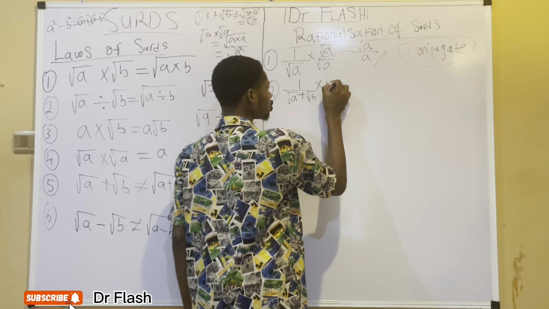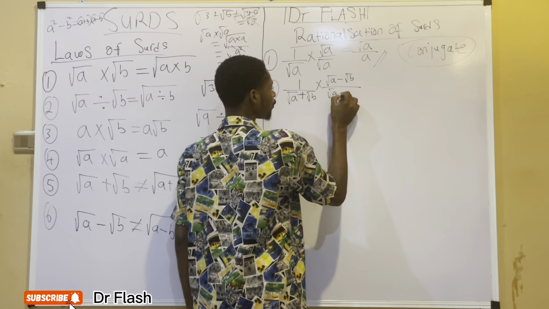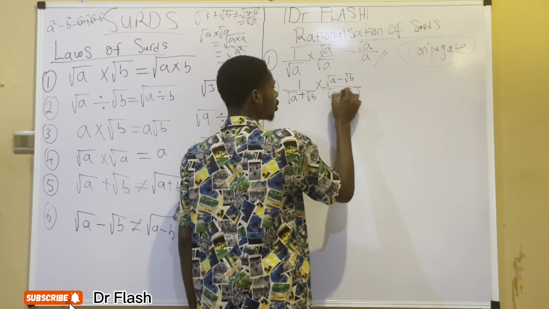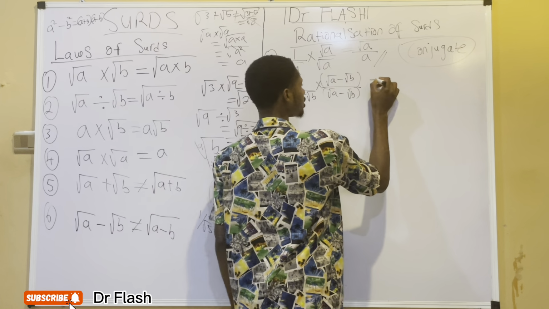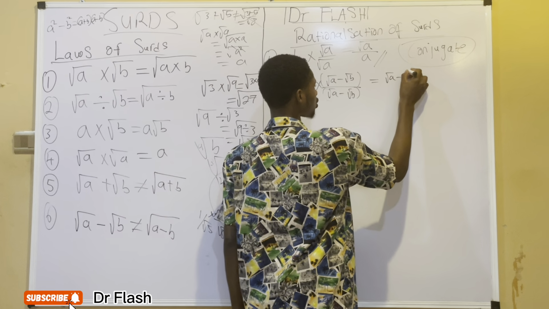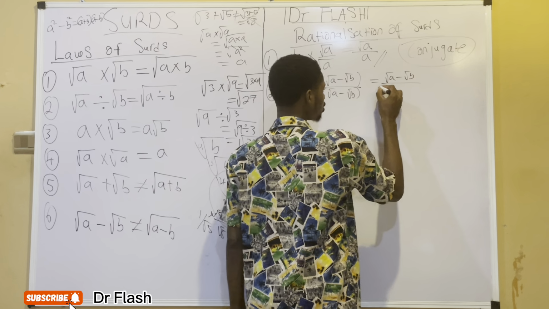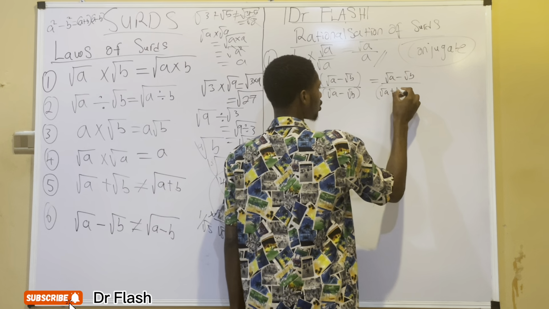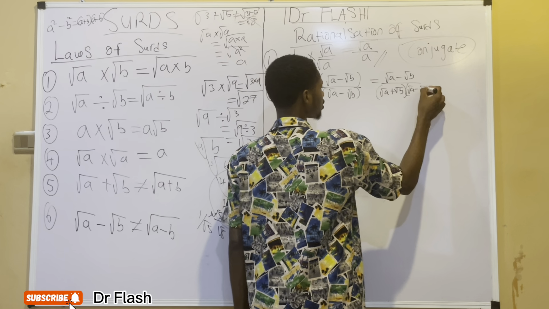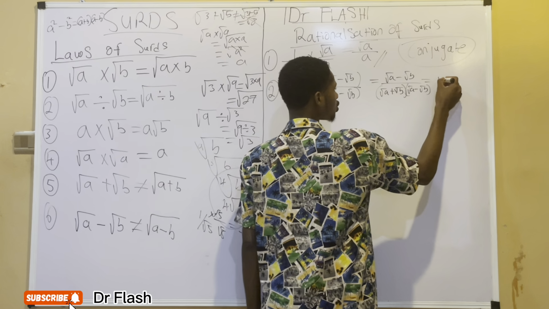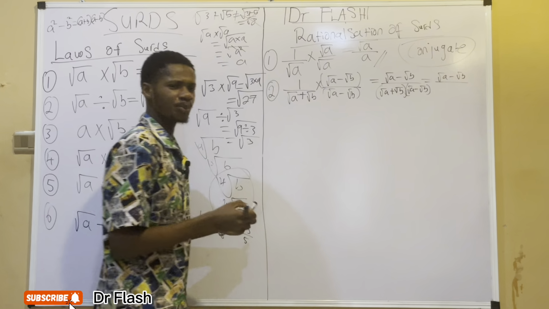So when we do that, we are going to have the square root of a minus the square root of b divided by the square root of a minus the square root of b. We are simply doing this because we want to rationalize. Now 1 times the numerator remains the same. We have square root of a minus square root of b divided by, now look at this bottom, we are going to multiply. We are going to have square root of a plus square root of b times square root of a minus square root of b.